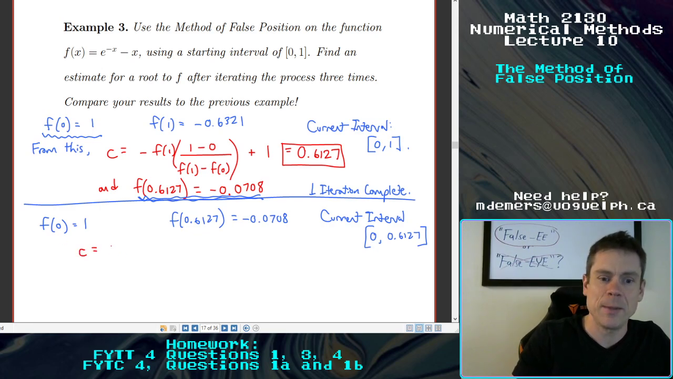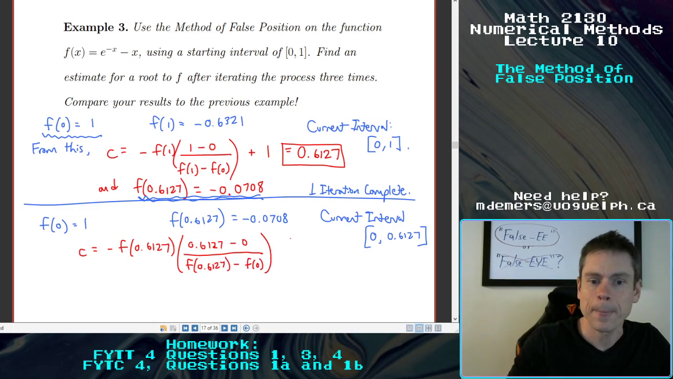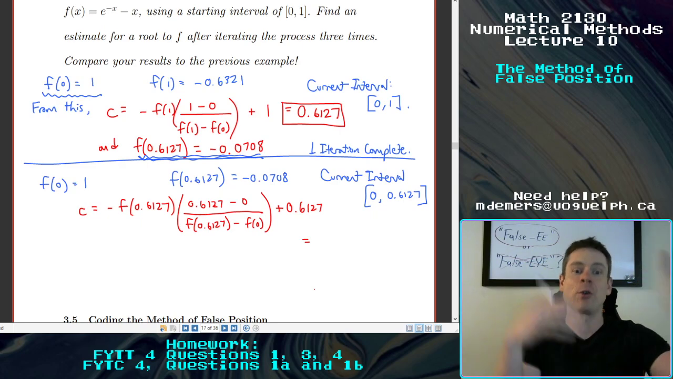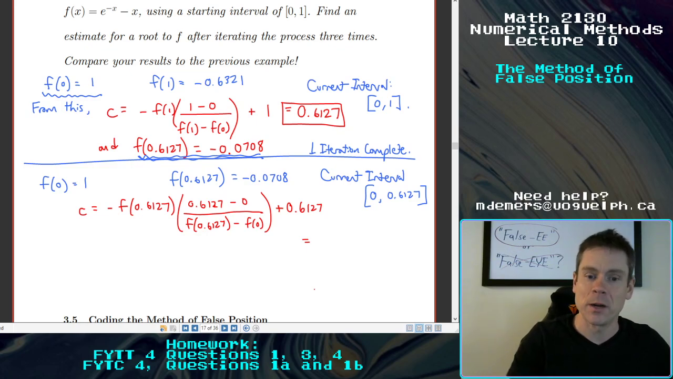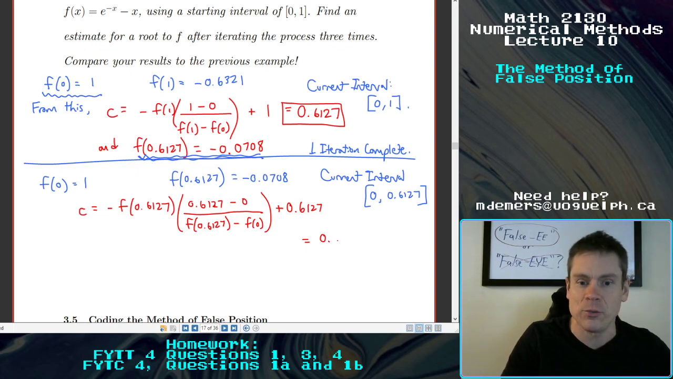We're going to do the exact same thing that we did before. This time, our c is going to be given by minus f of 0.6127, times 0.6127 minus 0, over f of 0.6127 minus f of 0, and then plus that 0.6127. It gets kind of repetitive, which is why it's nice to program a computer to do this for you. If you work this out, you see why it's useful to have f of 0 and f of 0.6127 at the ready, so you can just refer to them and put them in here and go forward. This works out to 0.5722 according to my calculations.